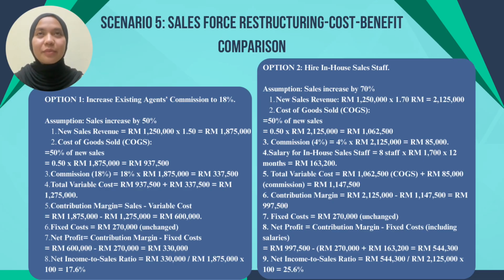Hi, my name is Mashtah binti Azmi, and my number matrix is 303788, and my part is for scenario 5. First, let's look at option 1. If the company increased the current agent's commission from 12% to 18%, sales are expected to grow by 50%.